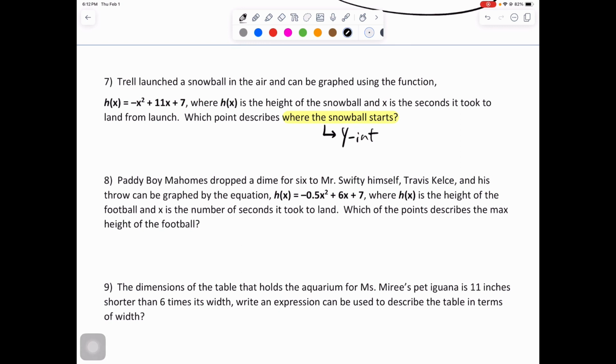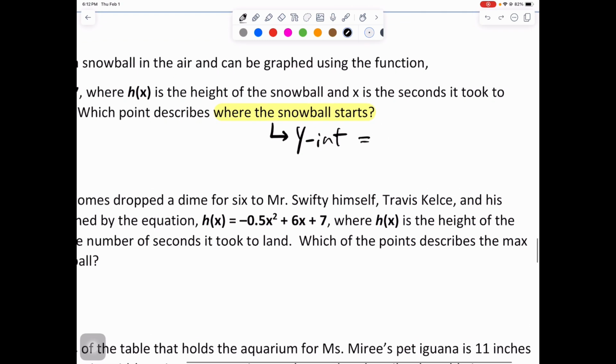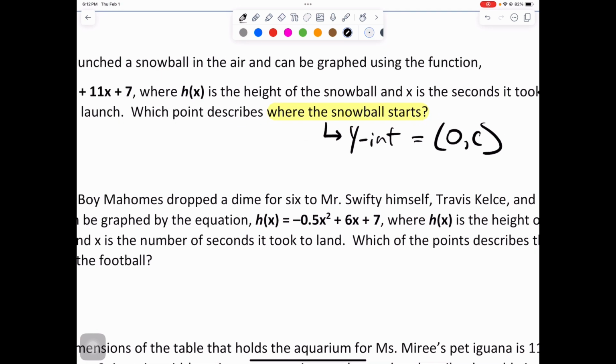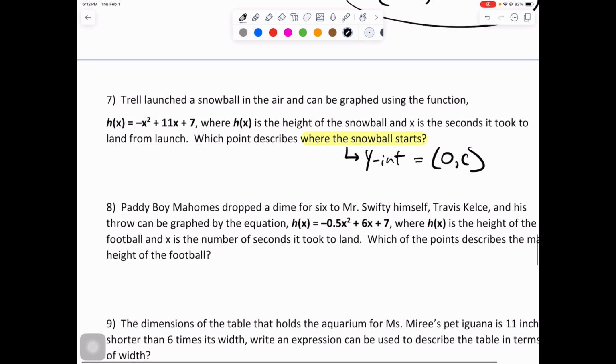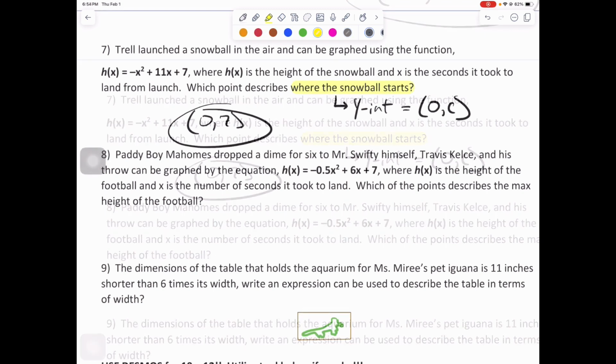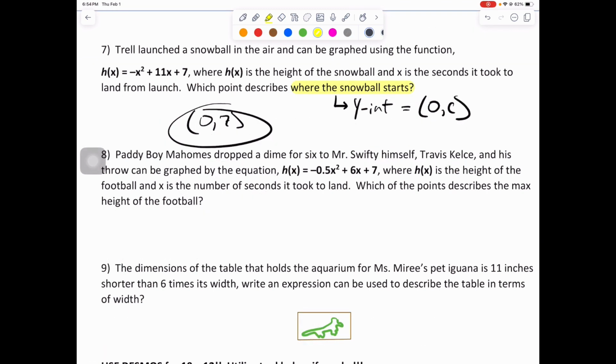If we know that our y-intercept equals 0, comma, c, well, if we have to start at 0 seconds because we're not going back in time, this isn't Back to the Future, and I'm not Michael J. Fox, it is simply just going to be our C value. Yes, it is 7. Great job. So your y-intercept is just 0, 7 for this one. Go ahead and close it. Circle your answer. Onward and upward to number 8.